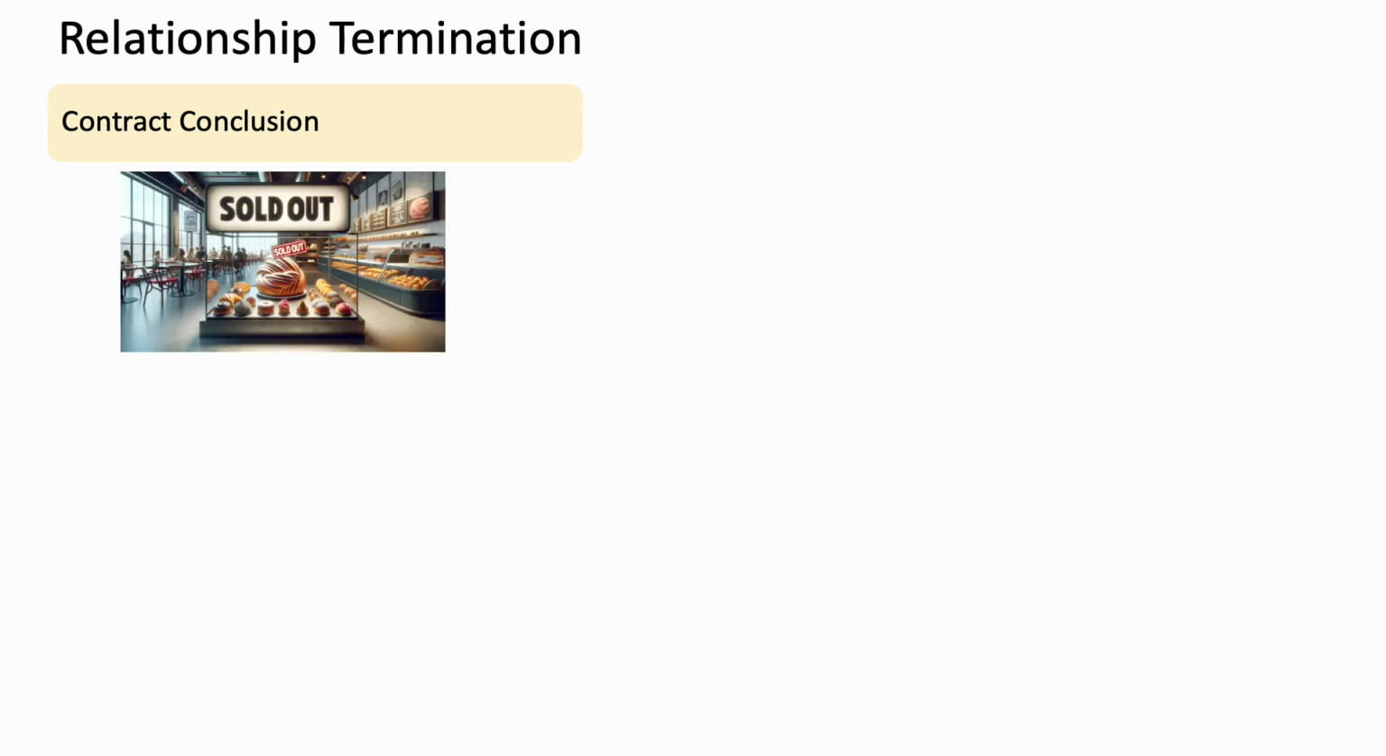Sooner or later, all relationships come to an end. Buyer-supplier relationship is no exemption. The termination of a buyer-supplier relationship can occur for various reasons. In the realm of coffee shop operations, such terminations may unfold due to contract conclusion. When the agreed-upon contract period reaches its end and the coffee shop no longer requires the specific products or services from the supplier. For instance, if a coffee shop decides to discontinue offering a particular type of pastry that was previously supplied.